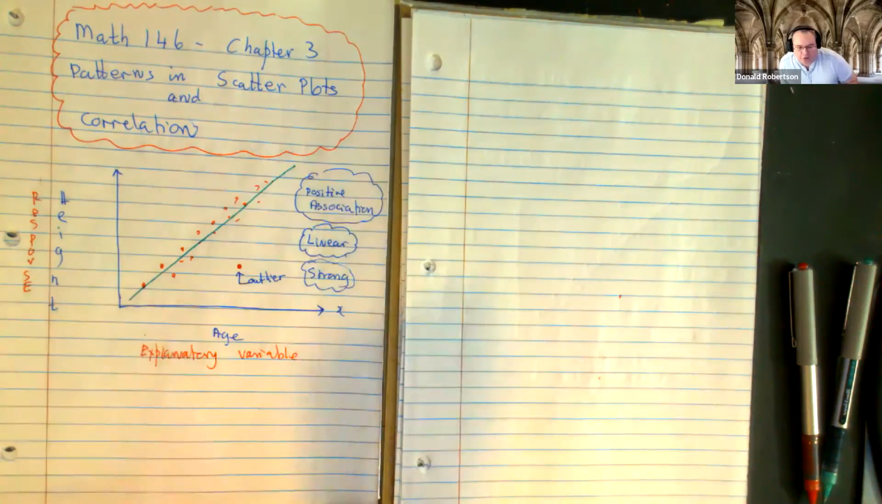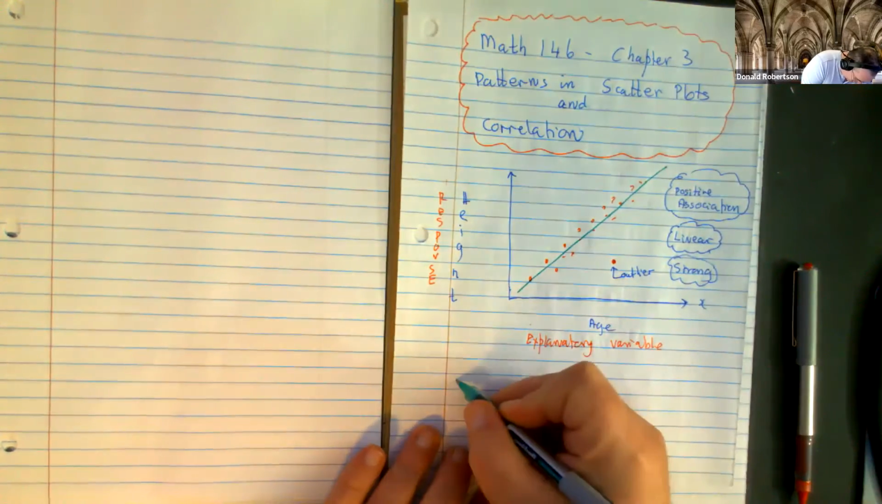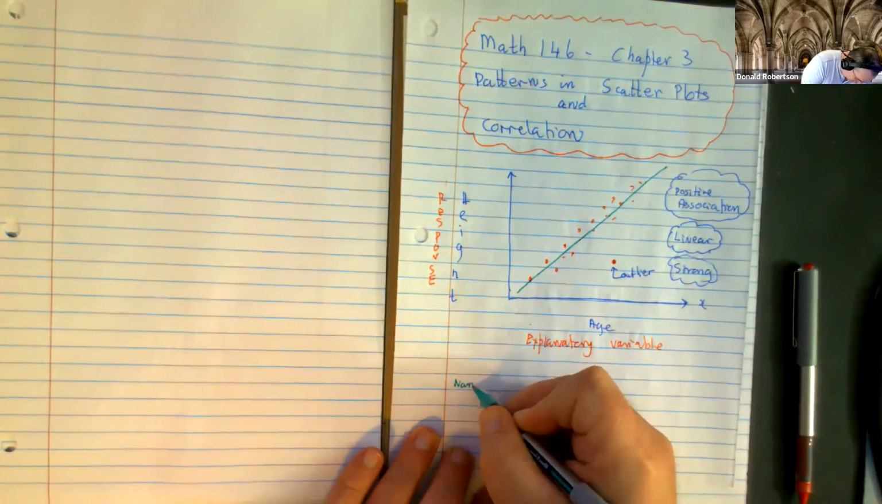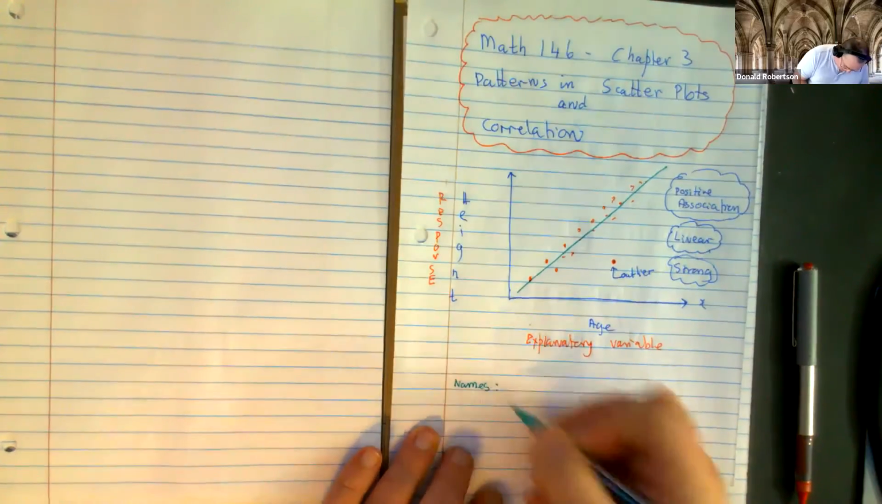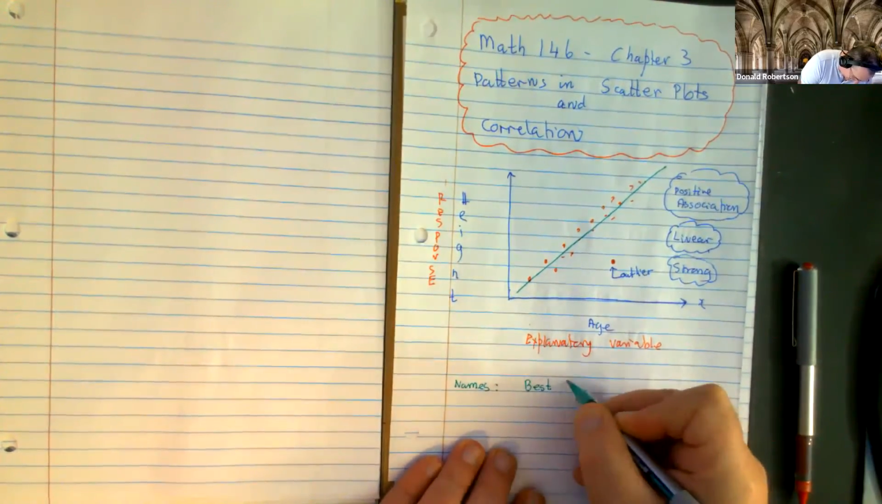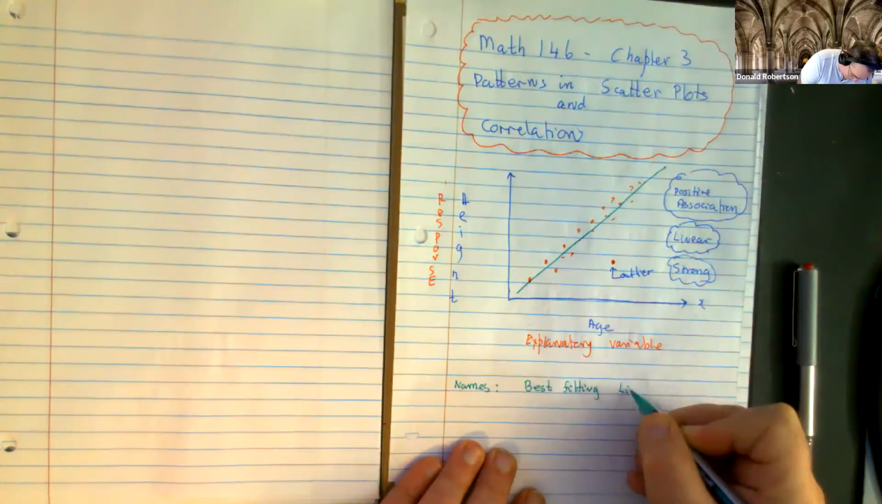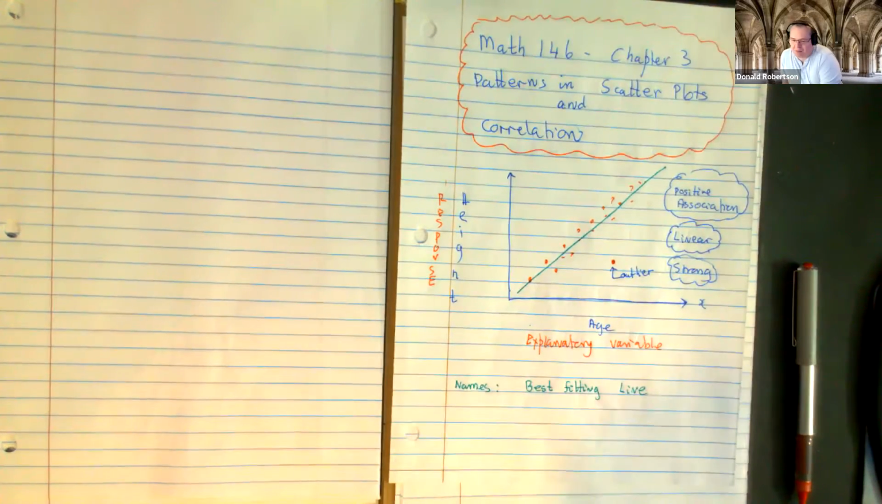This line has lots of names. I wish I had only one, in which case I would tell you the only name you need. But different textbooks have different names for it. Here are the names that we give to this line. Some of the names I like. Would you agree that's a good name for that line? It's called the best fitting line.